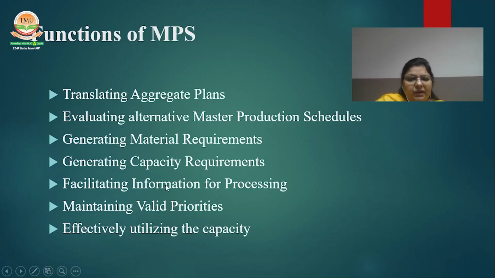Next is maintaining valid priorities. We will prioritize things as per valid checking. The plan, or the thing which is valid for production, we can give priority to those particular processes. Next is effective utilization of the capacity. After maintaining valid priorities, we will make effective utilization of the particular capacity. That is called the functions of management.